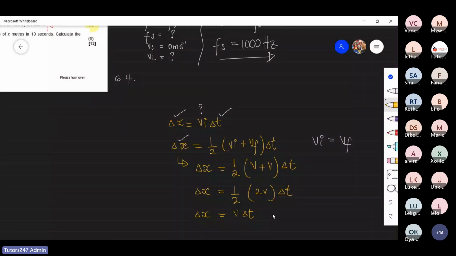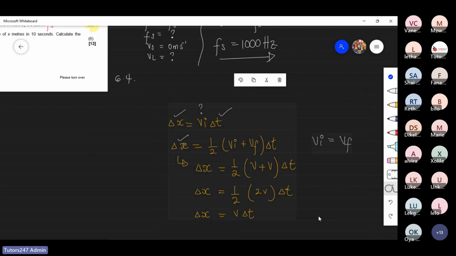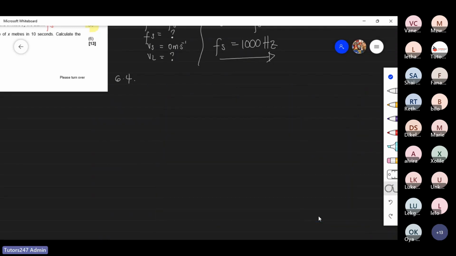And you can see that the mark allocation is 6 marks. So that is another indication that we need to do a bit of work before getting our answer. So we are going to use this formula a bit later. And we now need to find the velocity of our listener.